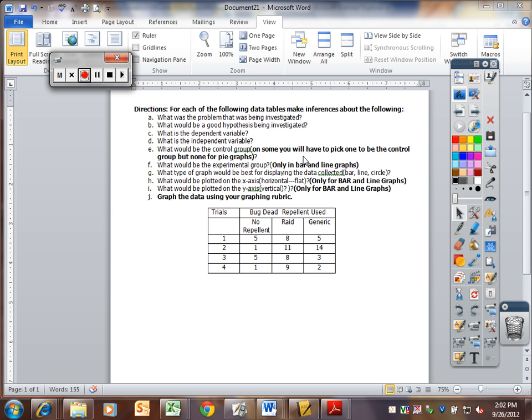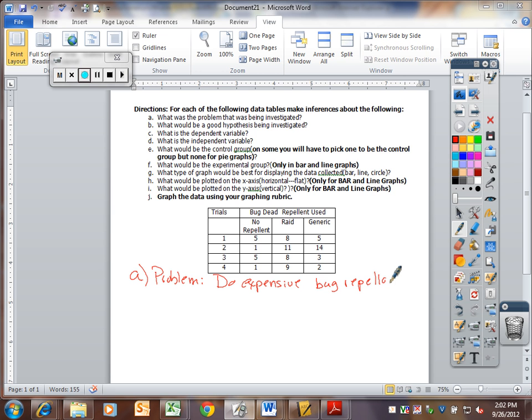Okay, first thing that we do is we figure out what the problem is, and if we look at what they're asking us here, if we look at the table, we should be able to see that they're talking about trials and the number of bugs dead. So then we can infer based on this data that A, the problem was: do expensive bug repellents kill more bugs?